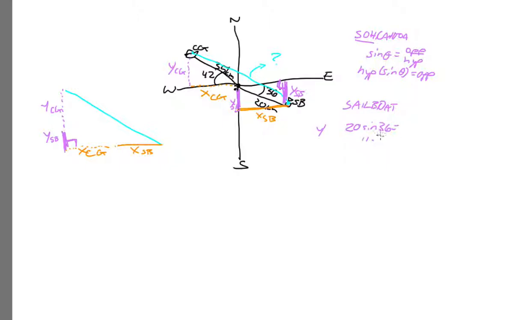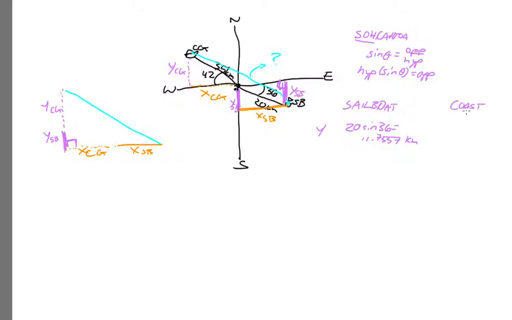I'm going to use extra sig figs here. This many kilometers: 11.7557. I'll round it later, but right now I'm just going to use a lot of extra sig figs. So that's the y component of our sailboat. Now let's do the y component of the Coast Guard.